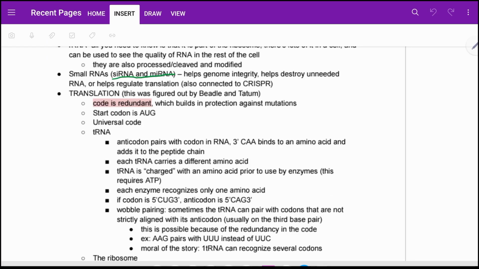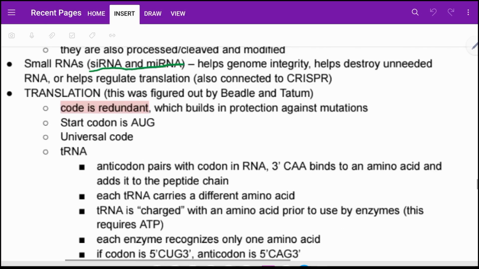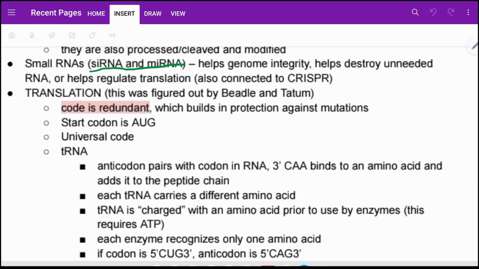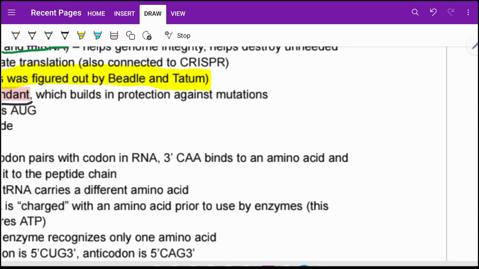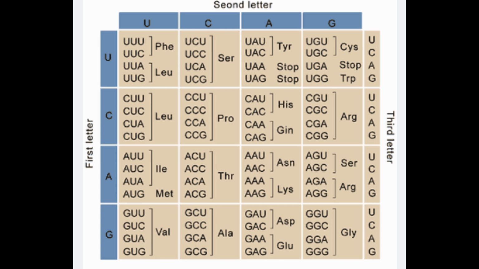Alrighty, so now we're going to go into translation. This was discovered by Beadle and Tatum. Just a fun fact, not something you really need to know. One big thing about this is the code is redundant. I don't have one on hand, but I will put one up now. If you look at this chart, you can see that multiple codons code for the same amino acid.